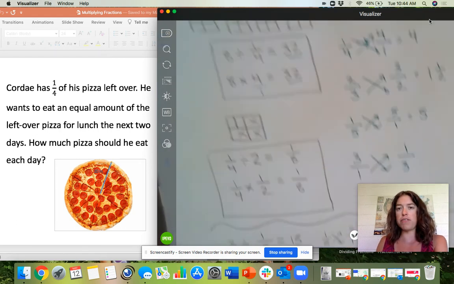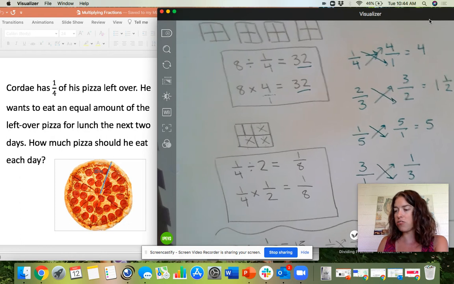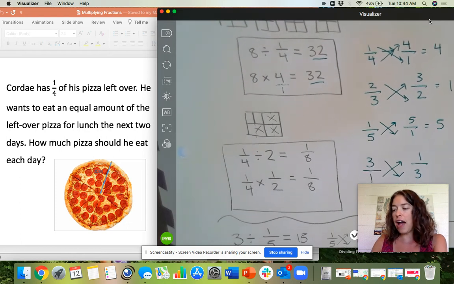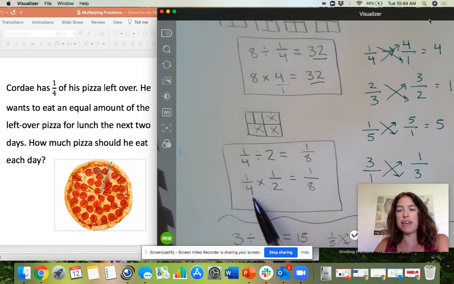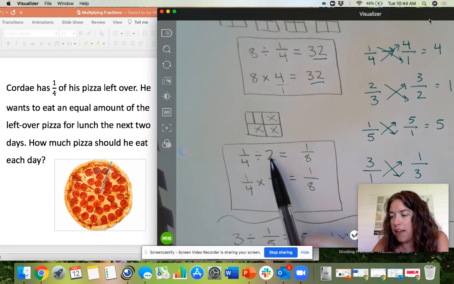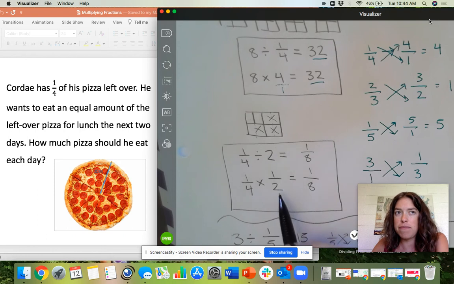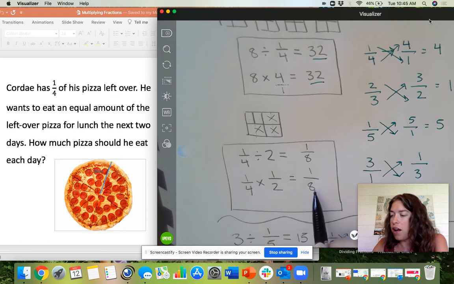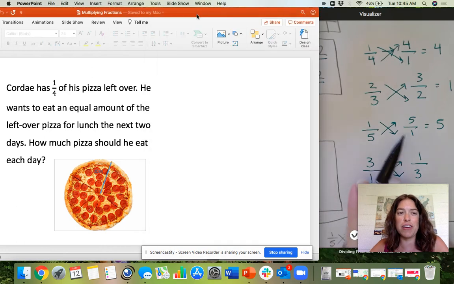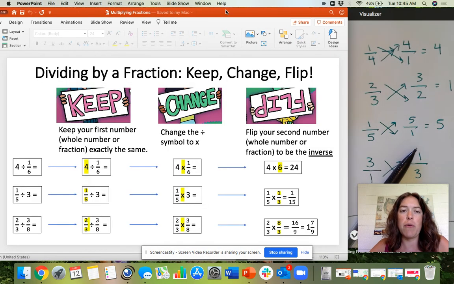Or if we're starting with a fraction, moving back to Corday's pizza, notice I didn't take the inverse of my first fraction. My first number always stays the same. I just want to keep that the same. But dividing by 2 is actually the same as multiplying by 1/2 to get me to our final answer. Pretty cool stuff. Let's take a look at how we can remember this.